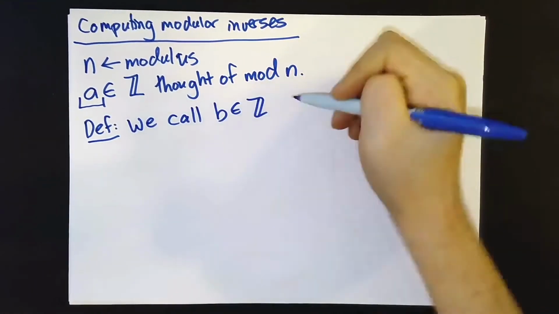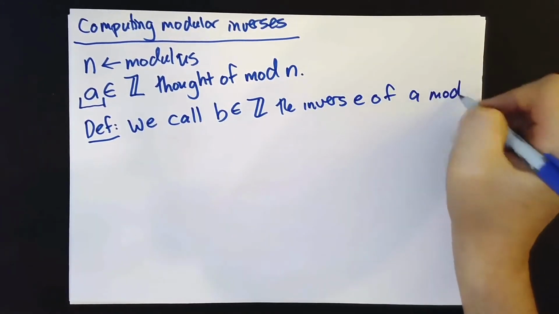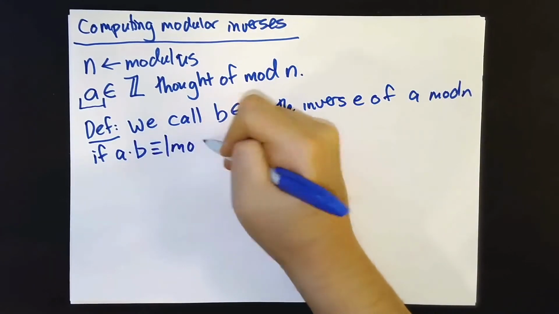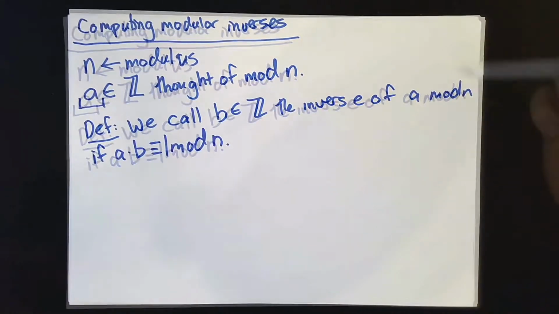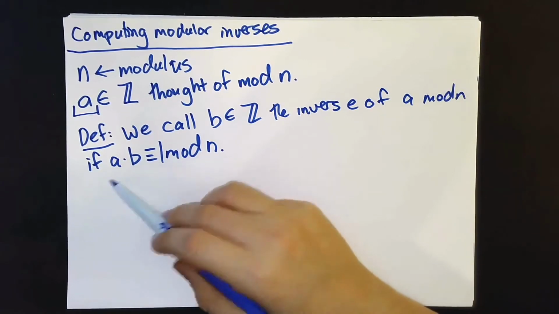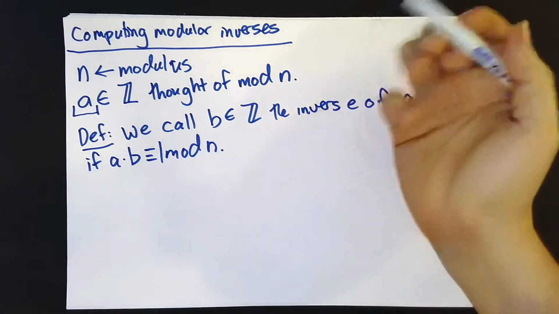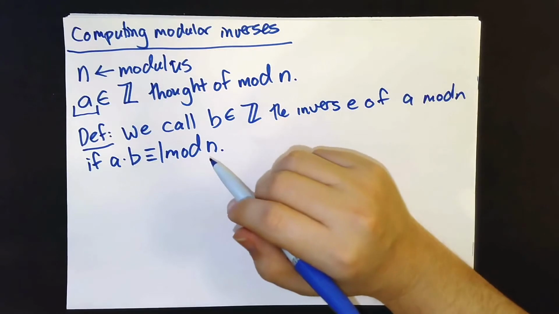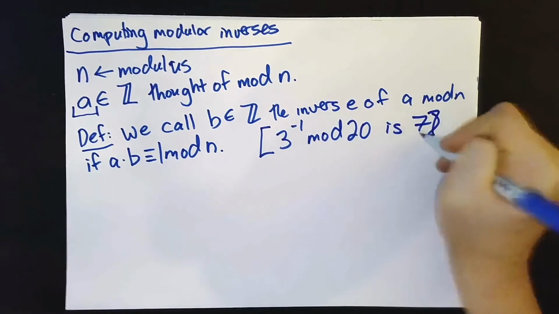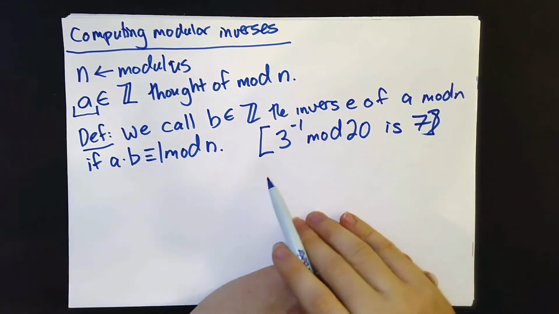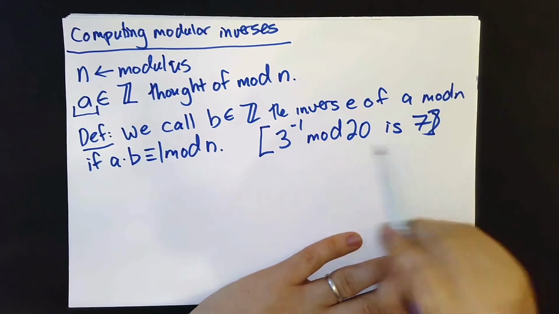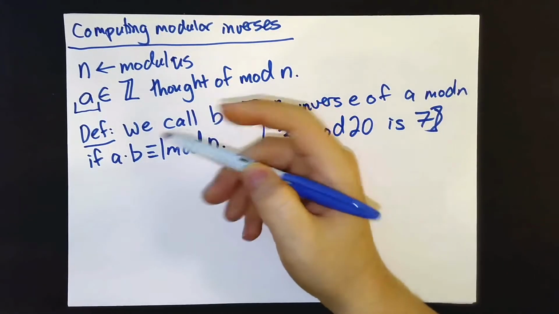Well, we're going to call something b the inverse of a mod n if a and b multiply together to be 1 mod n. Or if you want, this is purely symmetric: a and b are inverses of each other if a times b is 1 mod n. That's a different way that you could think of the same thing. So, just as an example, 3 inverse mod 20 is 7, because 3 times 7 is 21, which is 1 mod 20.